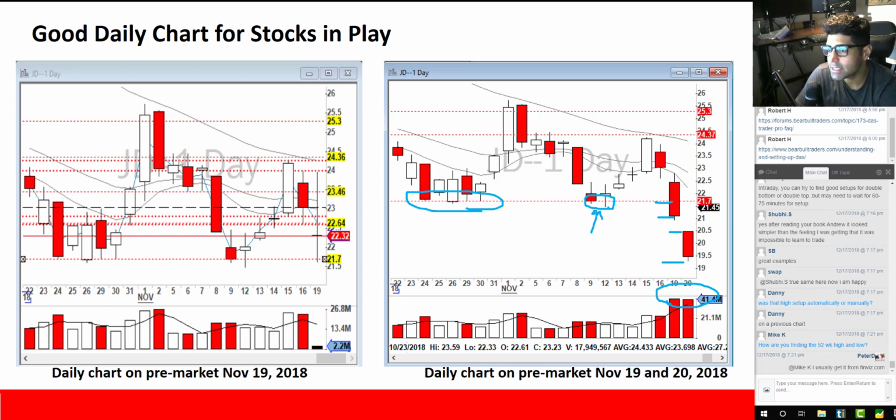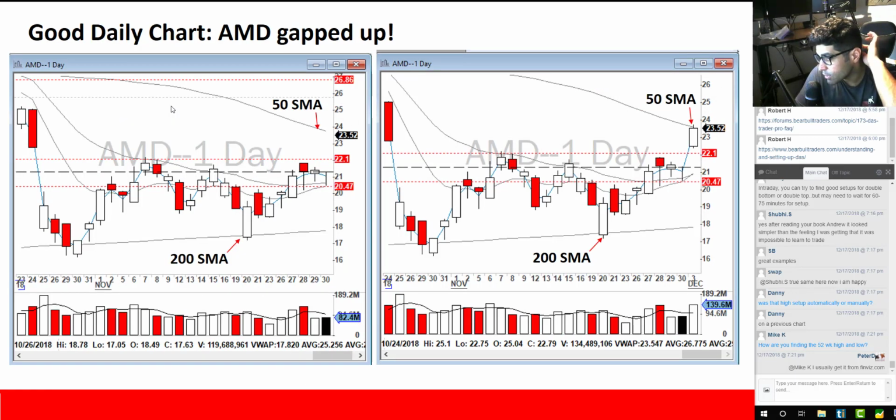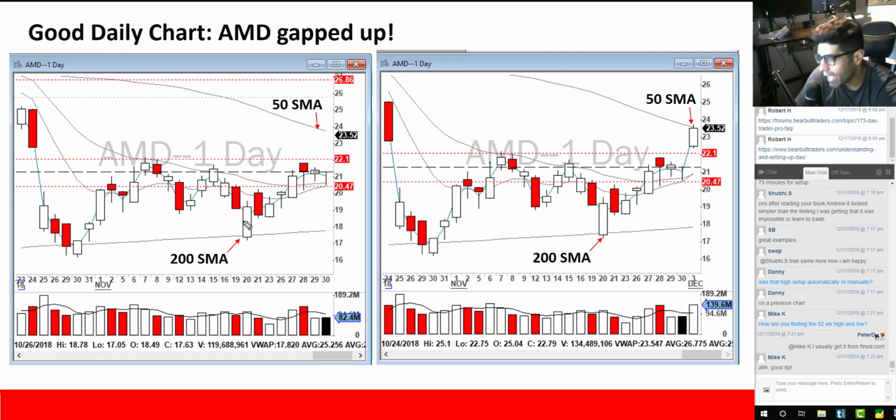So again, that was the information. What makes a daily chart good? What makes it bad? This is for a stock in play. This is another chart that I wanted to mention to you. I really like that. AMD was in a channel. It was really choppy inside the channel, but the next day it is gapping up. As you see, 22.10 was the level that bounced back. Eventually we popped up above that.